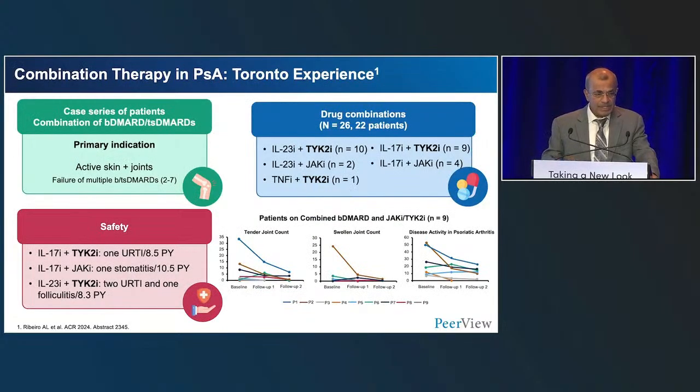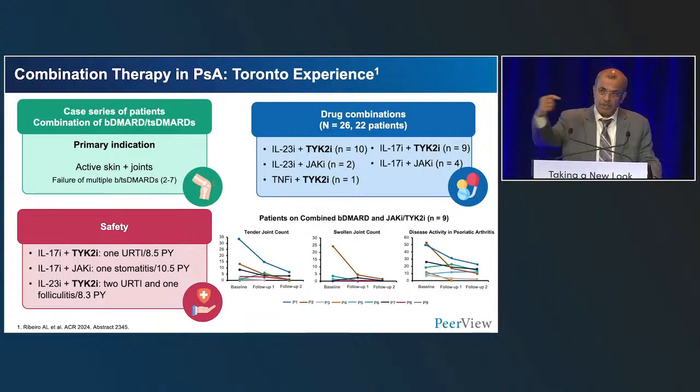So this is the combination therapy that Lihi was talking about. This actually was presented last year, but also today there was a poster on this. This is a combination therapy in psoriatic arthritis, the Toronto experience. So they have a very large database of patients with psoriasis and psoriatic arthritis. And these were patients who had failed multiple biologic or targeted synthetic DMARDs, and they had active skin, active joints. And the question came as to what to do.